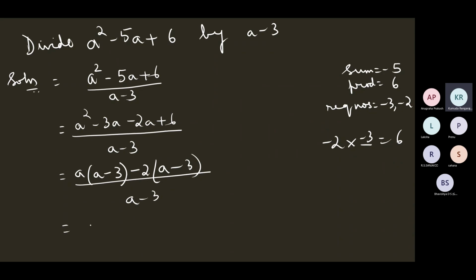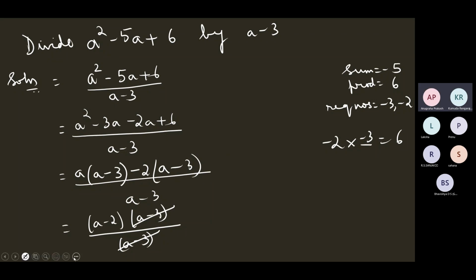Now what's the next step, Sanjay? A square. Don't multiply. Anugraha, what's the next step? A minus 2 into A minus 3, divided by A minus 3. Yes. Then we can cancel the A minus 3 and A minus 3. Yeah, this is one expression, so you can cancel this expression.